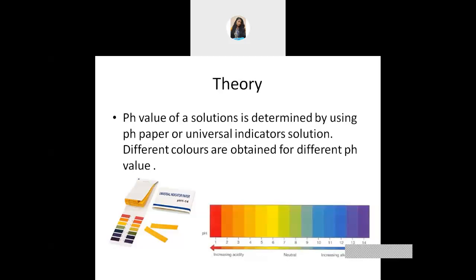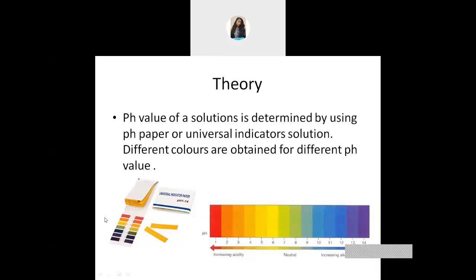For example, if you dip a pH paper in solution 1, the pH paper can turn red, pink, or it can be blue in color. For solution 1, if the pH paper turns to red or light pink, then the solution is acidic in nature, because from this pH scale, you can see. Can you see this pH scale? Yes, ma'am.